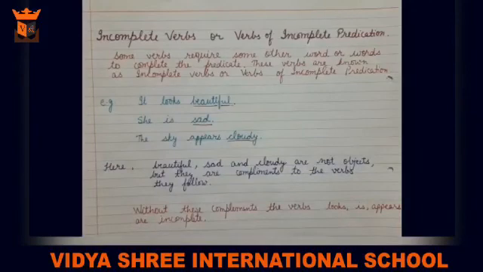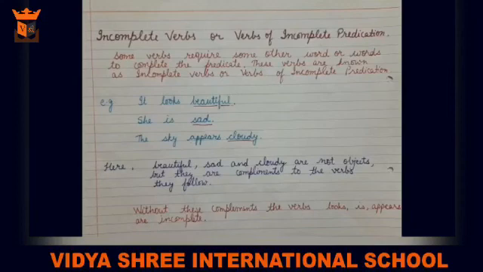There are incomplete verbs also. What are incomplete verbs or verbs of incomplete predication? Some verbs require some other word or words to complete the predicate. These verbs are known as incomplete verbs or verbs of incomplete predication. Let us understand this with some examples.